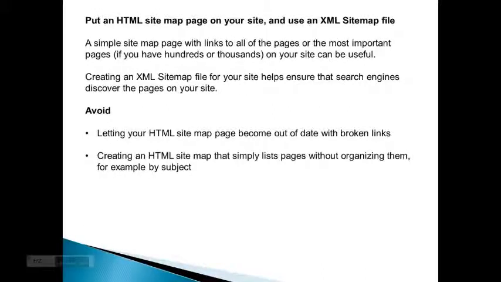So put an HTML sitemap page on your site, and then use an XML sitemap file. A simple sitemap page with links to all the most important pages, if you have hundreds or thousands on your site, can be useful. Creating an XML sitemap file for your site helps ensure that search engines discover the pages on your site.